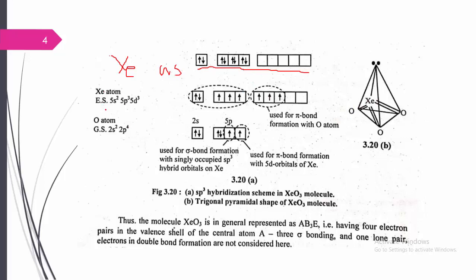Here we can see the xenon atom in the excited state: 5s2, 5p3 and 5d3. When the oxygen atom comes close to the xenon atom, at the same time the paired electrons get promoted to the vacant 5d orbital. Here the pair becomes unpaired. Here three electrons are there, here three electrons are there. These three unpaired electrons in the d orbital are used for double bond, that is pi bond, formation with the oxygen atom. But the electrons in the 5p orbital, as well as the s orbital, form hybridization. That means sp3 hybridization is there.